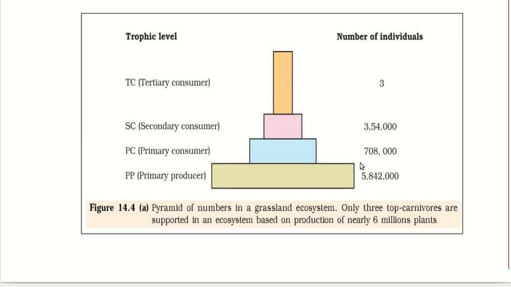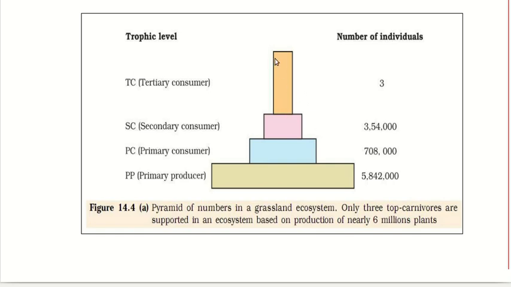So these are the pyramid of numbers in a grassland. This has also been asked for 3 marks. If you can remember the number, only 3 top carnivores are supported in an ecosystem based on production of nearly 6 million plants.